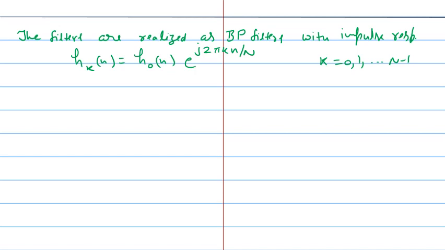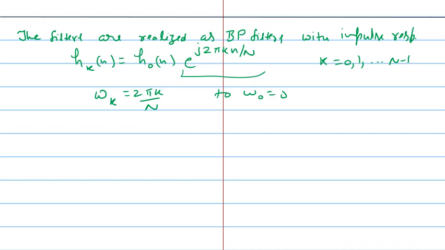So the modulation by the complex exponential, basically multiplying by this complex exponential, allows us to shift the spectrum of the signal from some frequency, say for this case omega k equal to 2 pi kn by N, to omega naught equal to 0.